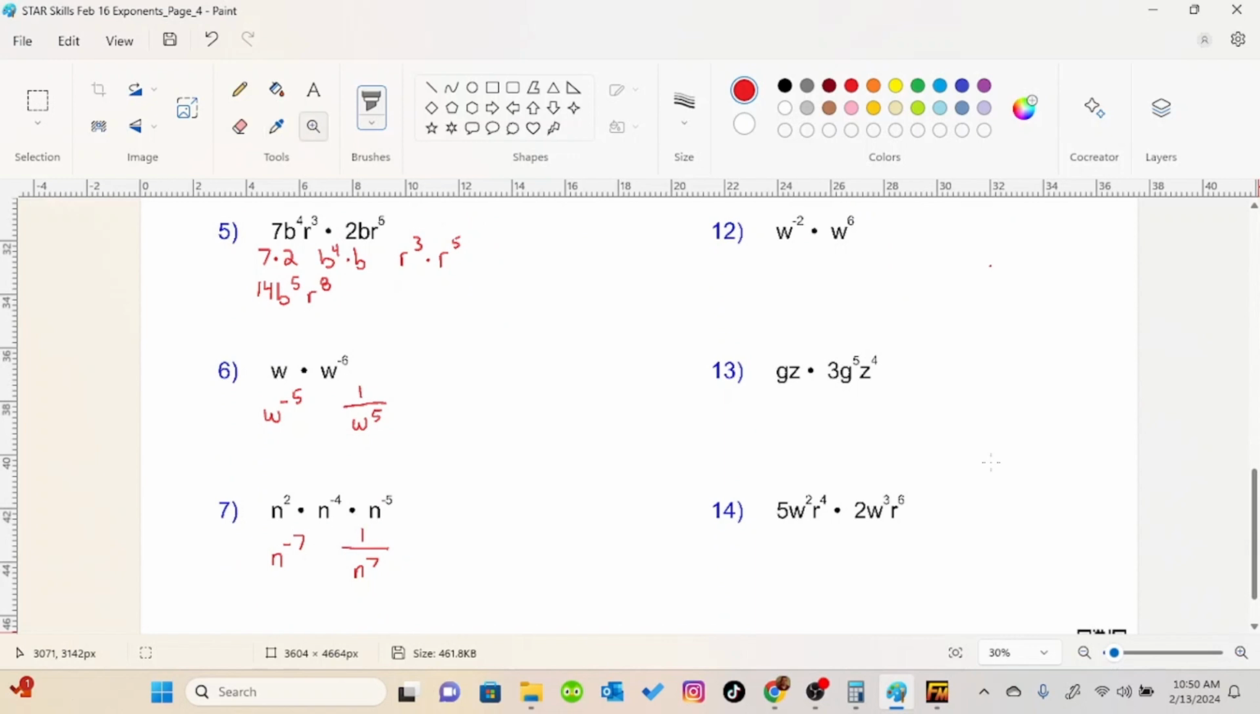Number 12. W to the minus 2 times w to the 6th, negative 2 plus 6 equals 4. So our answer is w to the power of 4.